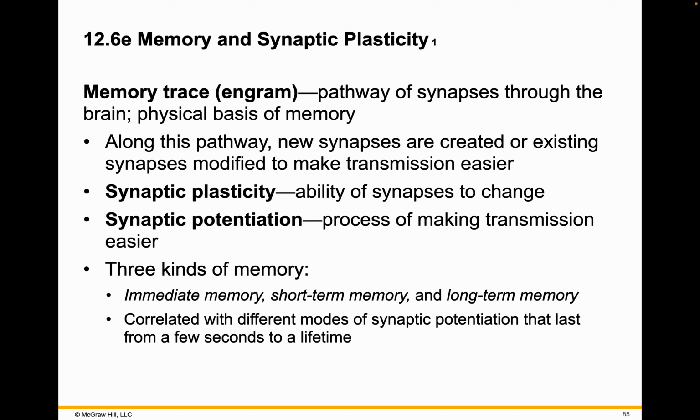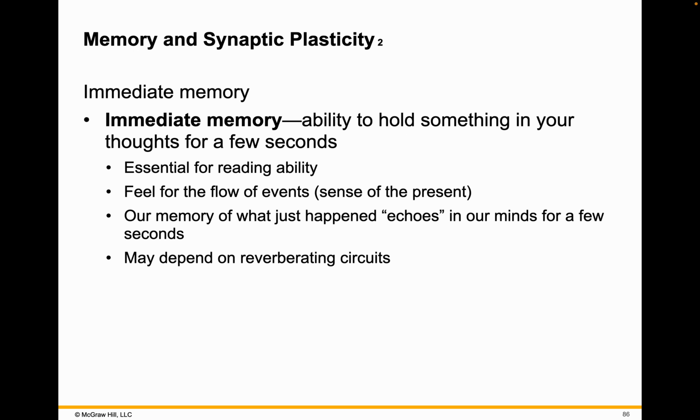We have three basic kinds of memory: immediate memory, short-term memory, and long-term memory. They're correlated with different modes of synaptic potentiation that last from a few seconds to a lifetime. Immediate memory is the ability to hold something in your thoughts for a few seconds. It's essential for reading and for a feel for the flow of events. Our memory of what just happened may depend on reverberating circuits.